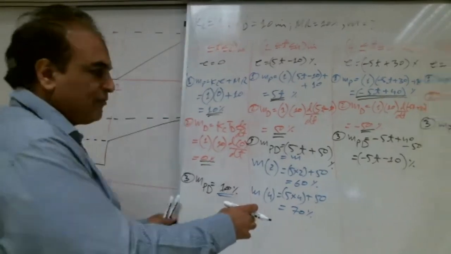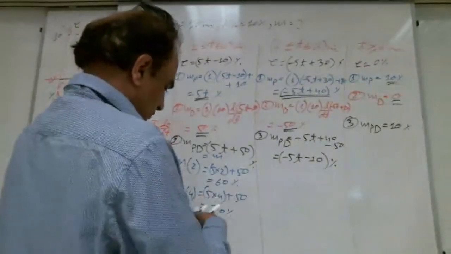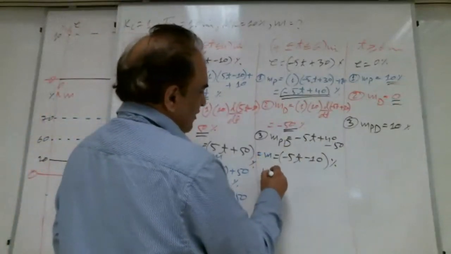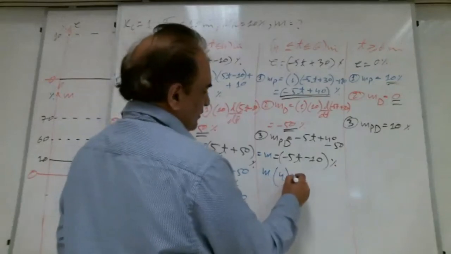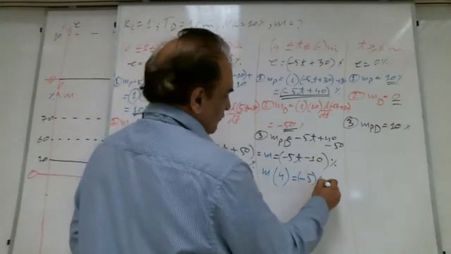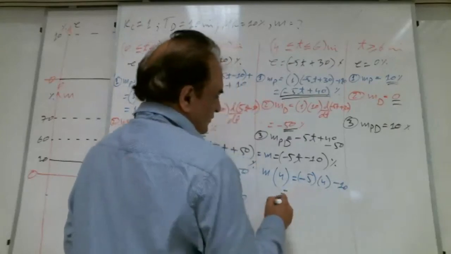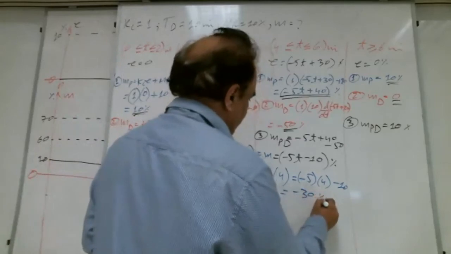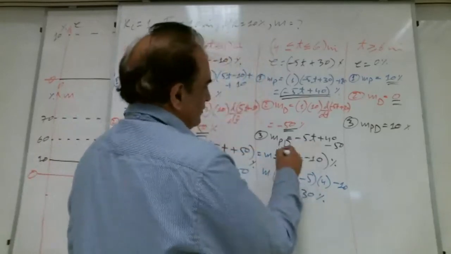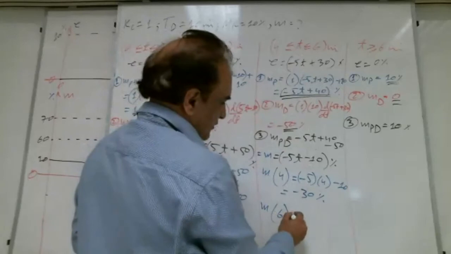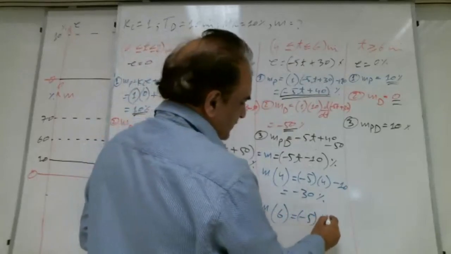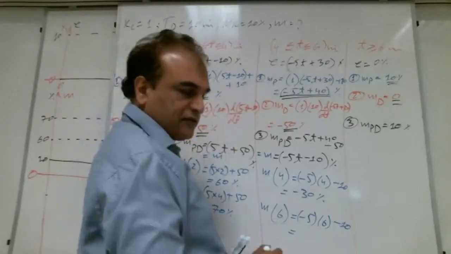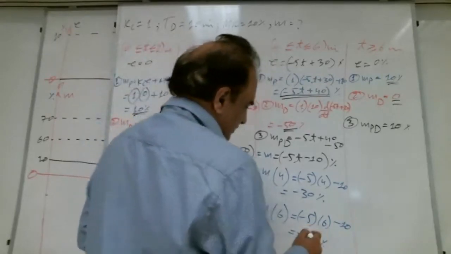Now come to the third part. Say this is also M. So M of 4, how much? Minus 5 into 4 minus 10. How much about? Minus 30. Minus 30. Very good. And this one, the second one, 6. Minus 5 into 6 minus 10. How much about? Minus 40. Very good.